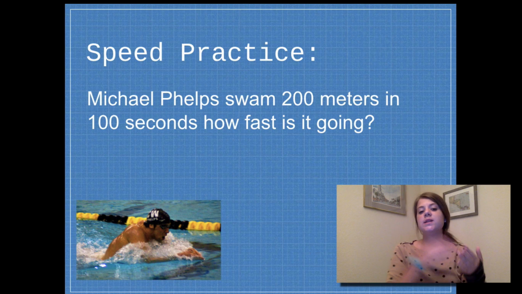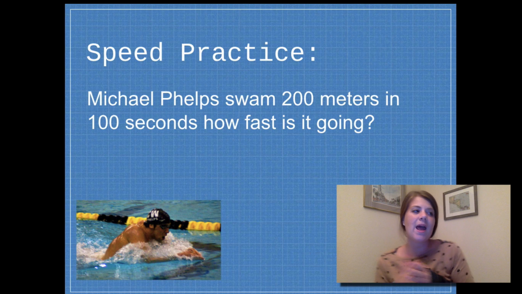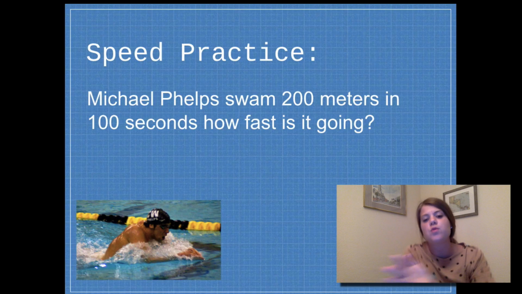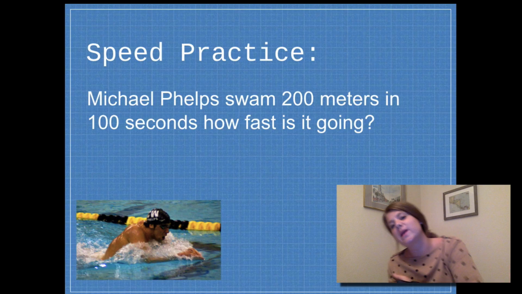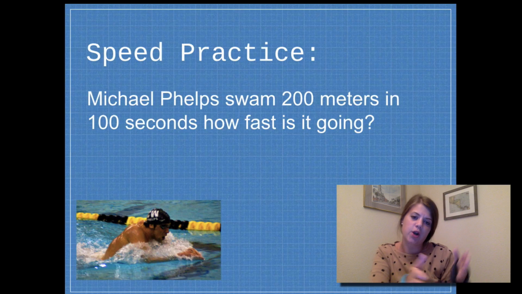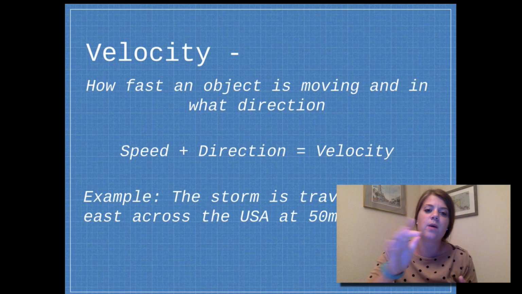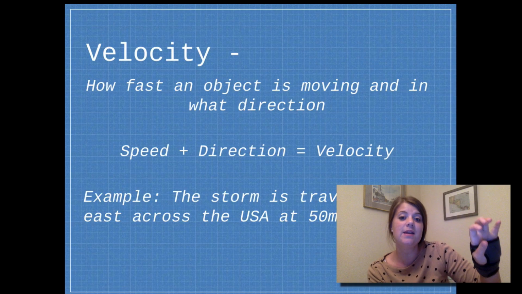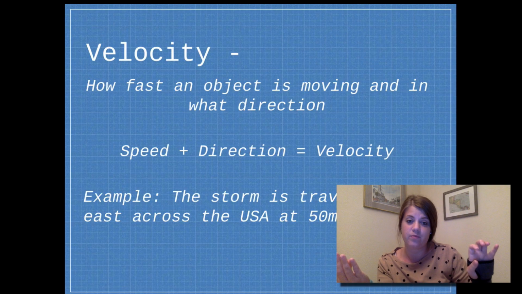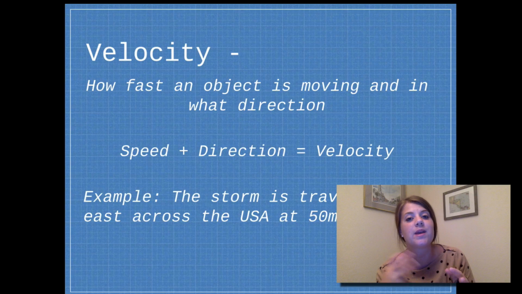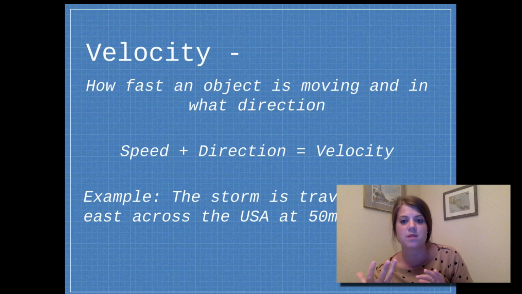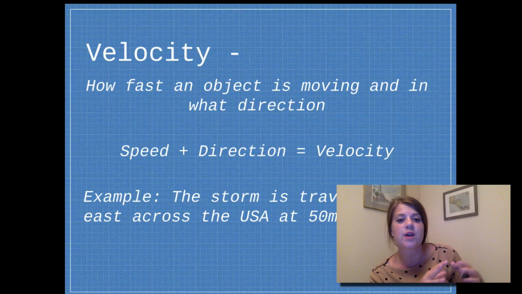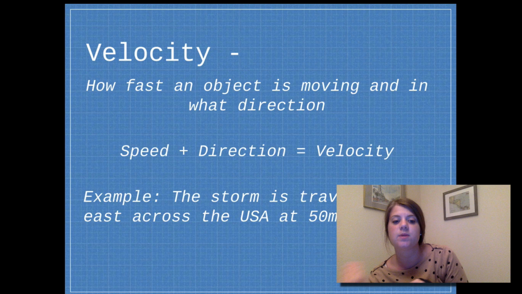So we know our speed, but what happens if you move to the east or move to the west or go north or go south? Well, that's what we call our velocity. So our velocity is our speed plus our direction, okay? And we'll do a lot of this when we get to weather, when we talk about storms. You hear this very often if you watch the news and listen to the weather. So velocity: speed plus direction equals velocity.